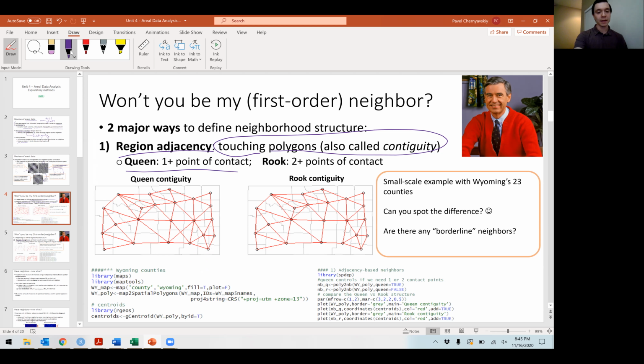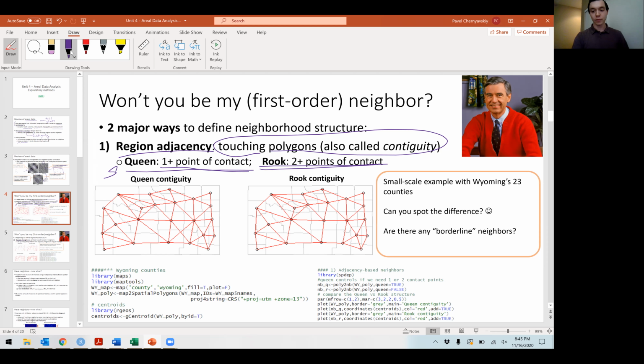So there are two ways in which we'll be dictating how our counties touch. One is the queen method, which calls counties neighbors, contiguous, adjacent, if there is one point of contact. Formally, they share a vertex. The second one is the rook. If you have played chess, you know how the queen piece moves, and you know how the rook piece moves. So the rook requires two or more points of contact.